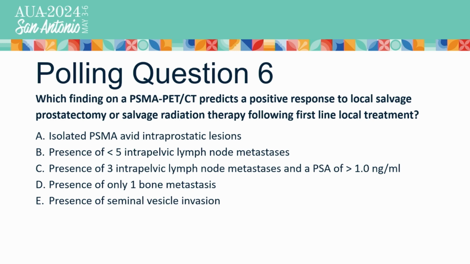Is it the presence of less than 5 intrapelvic lymph node metastases? The presence of 3 intrapelvic lymph node mets and a PSA of more than 1.0 nanograms per ml? The presence of only 1 bone metastasis or presence of seminal vesicle invasion?